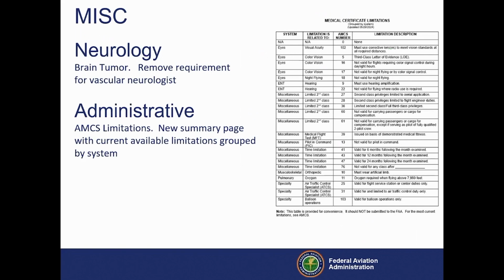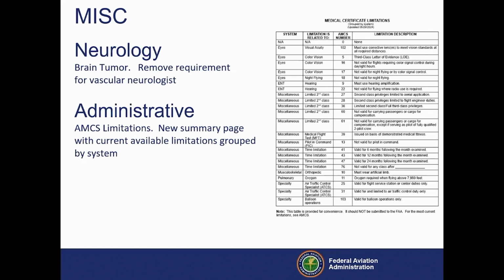All right, a couple other miscellaneous items. In the neurology section, the neuro section was completely updated January of 2023. So one of the items was brain tumor. We used to require that they see a vascular neurologist. They can see their regular treating neurologist. The letters and blurbs have all been updated to address that as well.